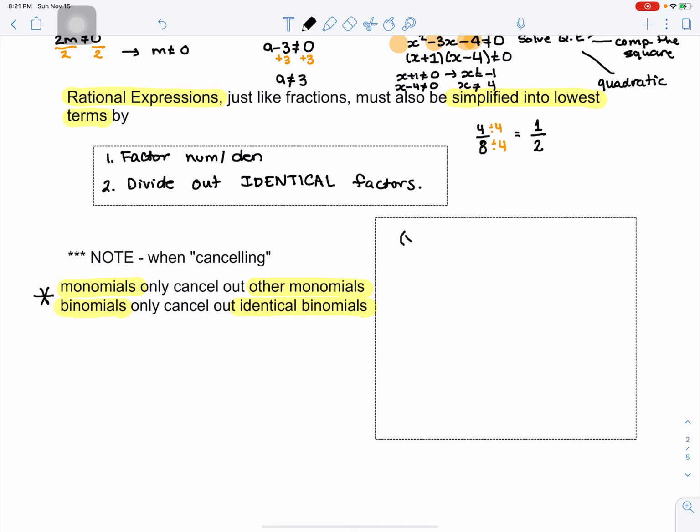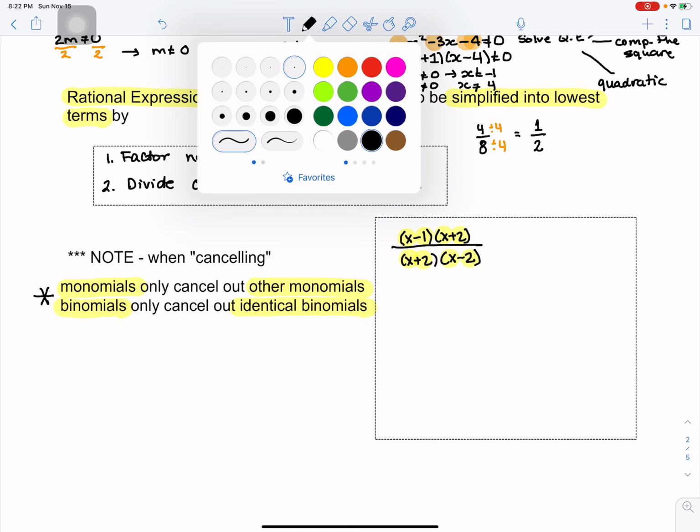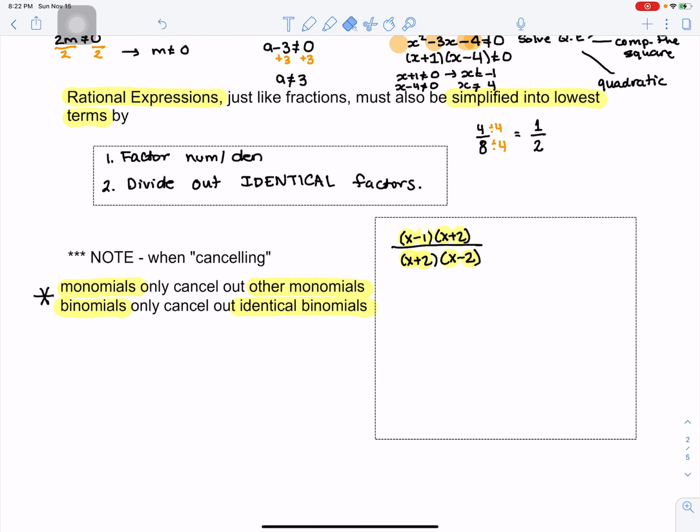So for example, let's say I factor the top like this, and I factor the bottom like this. These are considered binomial terms. They all have two pieces: x plus 2, x minus 2, x minus 1. When we're canceling them out, we need to cancel them out being identical. I see an x plus 2 identical to x plus 2, so I can cancel them out, and I'm left with x minus 1 and x minus 2, but I also need to consider my NPVs all the time, every question.